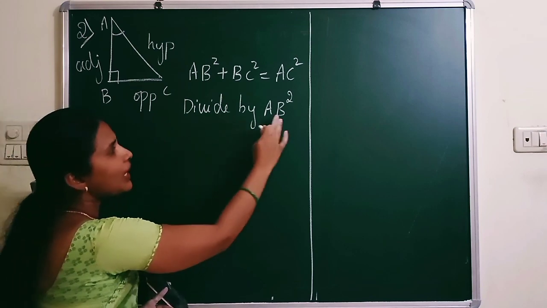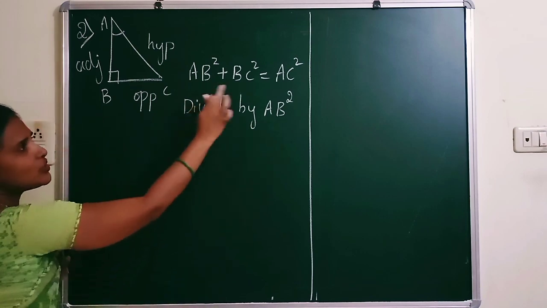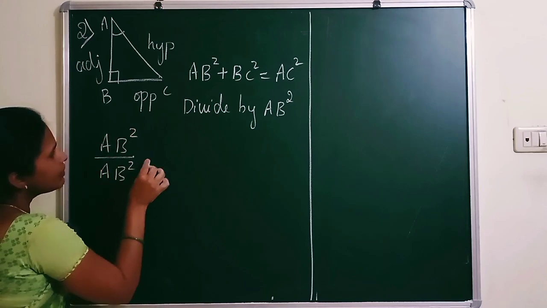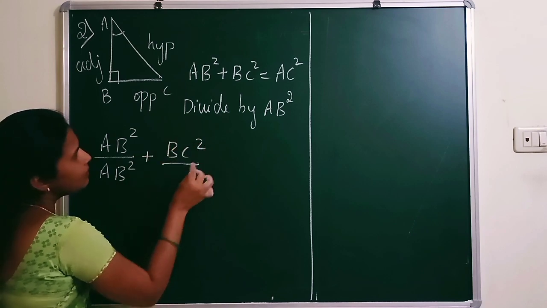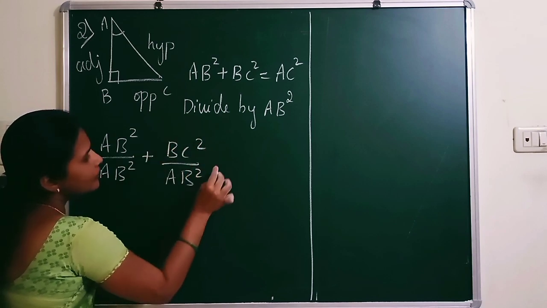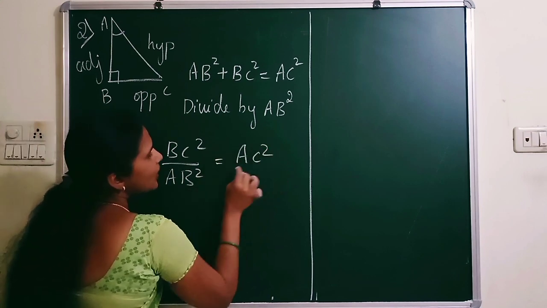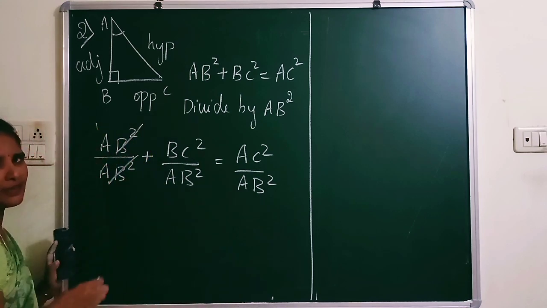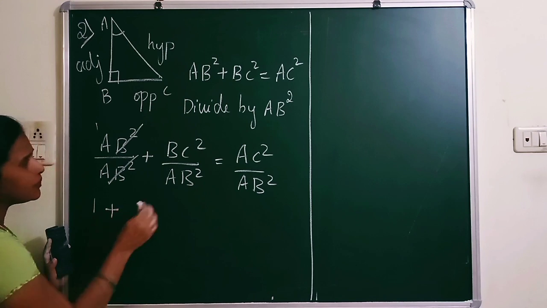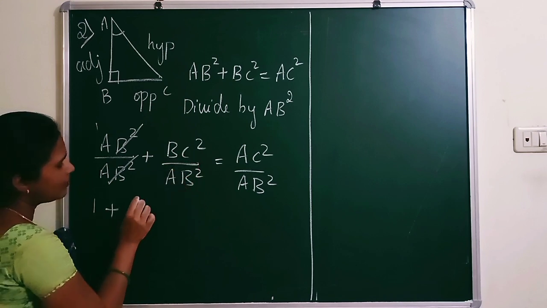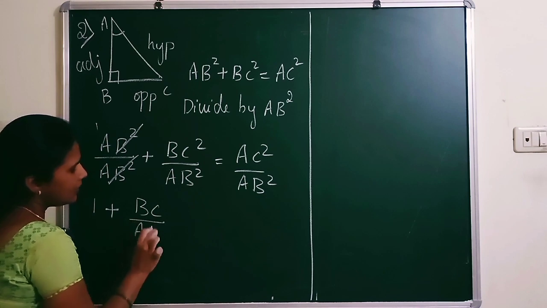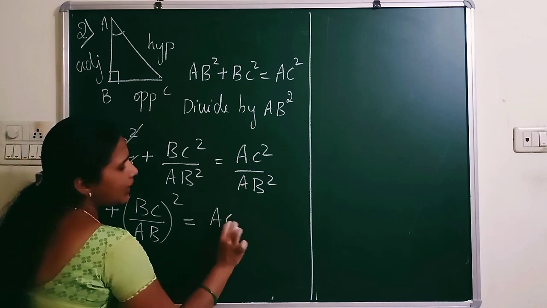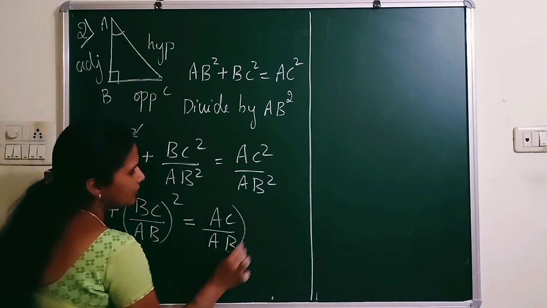Now let us divide it by AB square. So what happens? Let us divide each term by AB square. So AB square by AB square plus BC square by AB square equals AC square by AB square. So you can see here AB square and AB square get cancelled. So we got 1 plus, what is BC square by AB square? How will you write? BC by AB whole square equals AC by AB whole square.